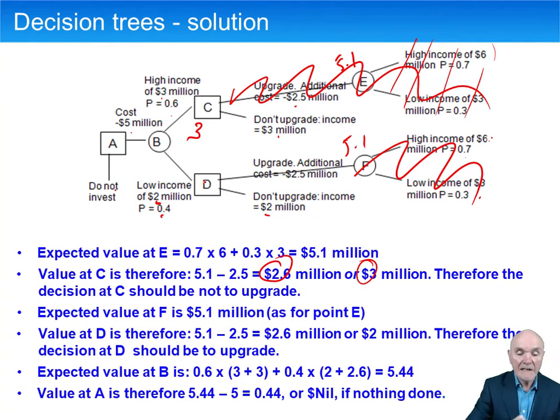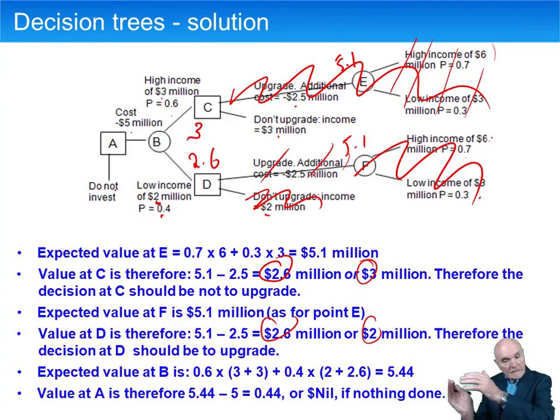And then when we come back to D, we can see before us either we get 2 million coming in if we decide not to upgrade, or we're going to get 5.1 minus 2.5, a net income in there of 2.6. So we have 2 or 2.6, and 2.6 wins. So really we're not interested in that at all, and we've summarised this down to 2.6.